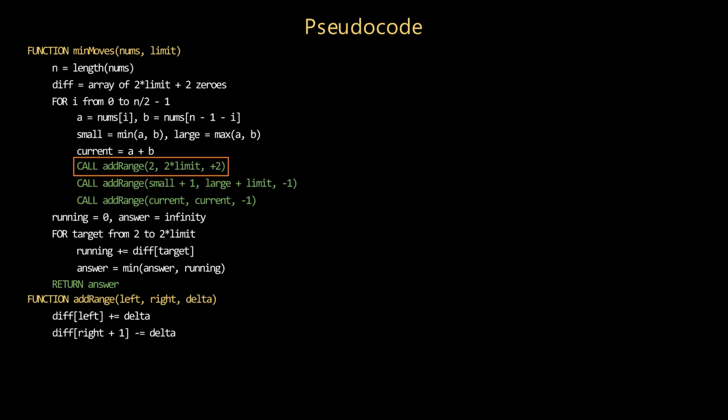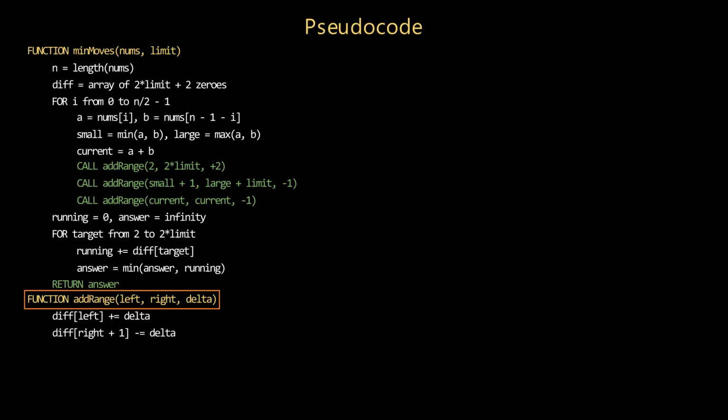Every target starts with cost 2, so add 2 over the full target range. Targets in the one move range improve by 1 move, so add -1 there. The exact current sum improves by 1 more move, so add -1 at that point. Prepare a running prefix sum and the best answer so far. Now sweep every possible target sum. Add the current diff value into the running total. Keep the smallest running total seen so far. Return that minimum as the answer.